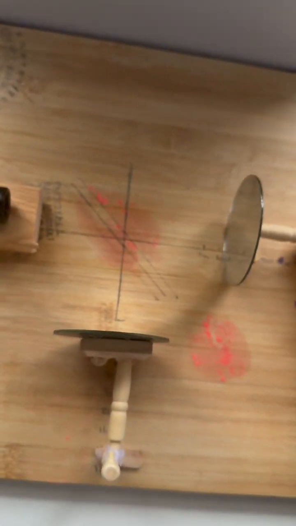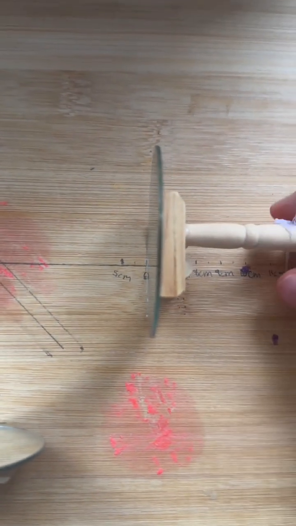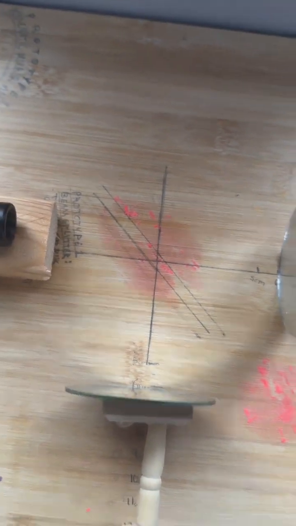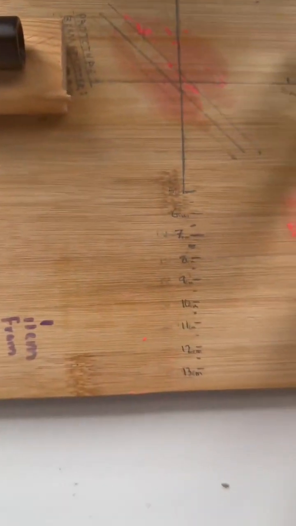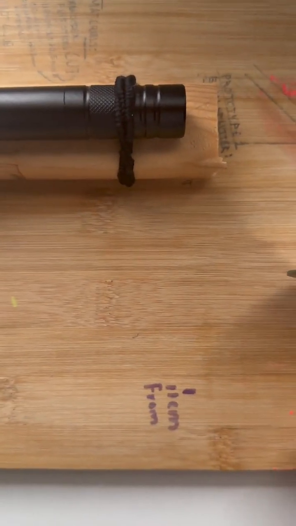Oh yeah, and I've also marked the distance from the beam splitter for each of the mirrors. So here we have 5 centimeters, 6 centimeters, 7 centimeters, etc. And then we're going to do some trials based on that. And then same thing over here. Going to do the same thing there.